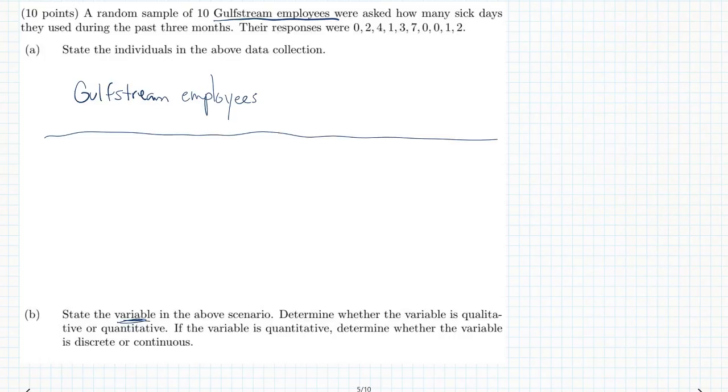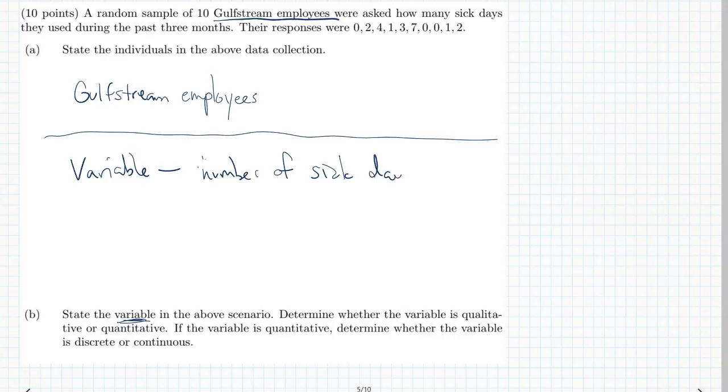Okay, so when we take a look at this, what are we dealing with? Well, the variable, first off, what is the thing that's changing? It's the number of, and let me actually write it out, number of sick days used during the past 3 months.